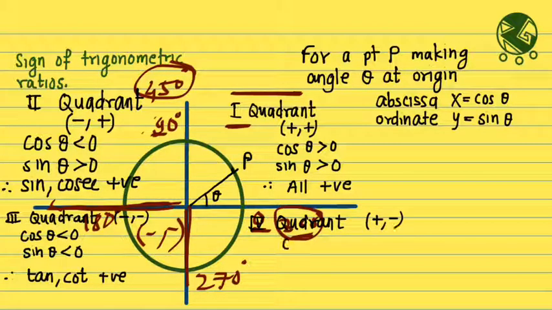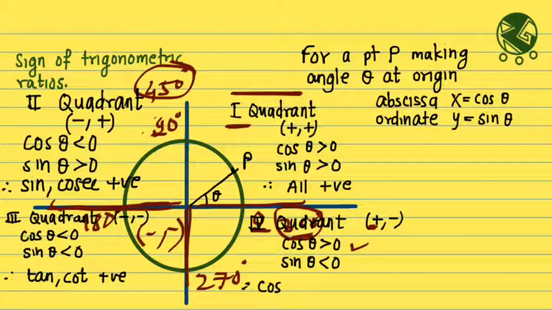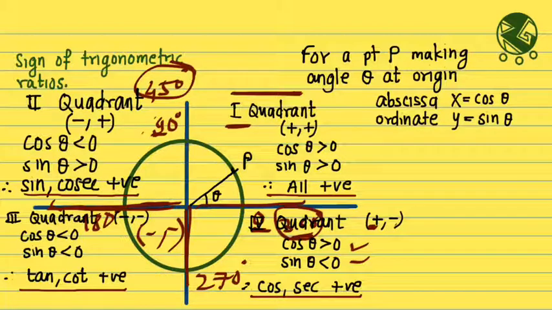And in the fourth quadrant, we have plus and minus. So the x coordinate is plus and the y coordinate is minus. So here the x coordinate, that is cos, is positive, and the y coordinate, sin, is negative. So here cos and sec are positive and all other ratios are negative. So in this way, by determining the quadrants, by knowing the angle, we can tell which ratios will be positive and which will be negative, and we can do vice versa.